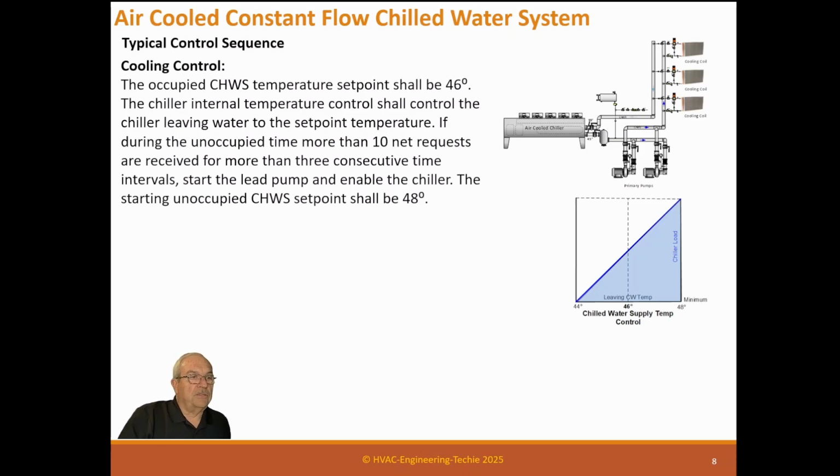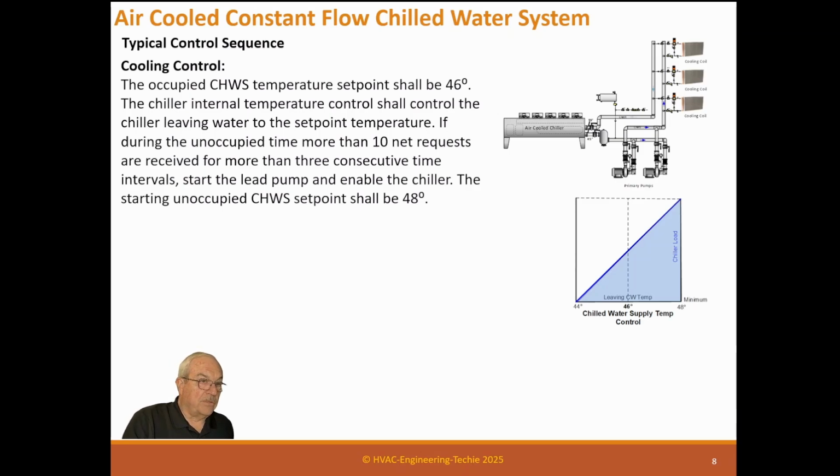Cooling control. The occupied chill water supply temperature set point should be 46 degrees. The chiller internal temperature control shall control the chiller leaving water to set point temperature. During the unoccupied time, if more than 10 net requests are received for more than 3 consecutive time intervals, start the lead pump and enable the chiller. The starting unoccupied chill water set point shall be 48.